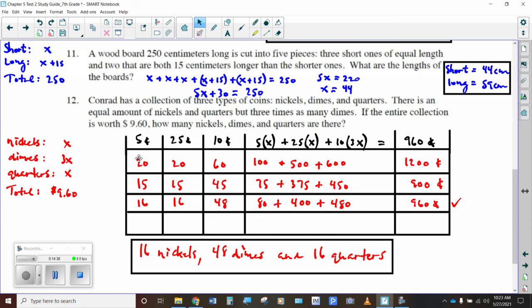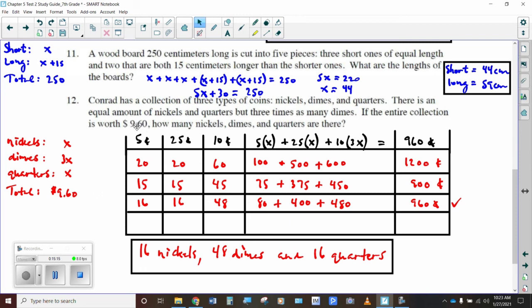So in this problem, what does it say? Conrad has collected 3 types of coins, nickels, dimes, and quarters. Nickels are worth 5 cents, dimes are worth 10 cents, quarters are worth 25 cents. It says there's an equal amount of nickels and quarters. So these two will be the same. Those are both X. And there's 3 times as many dimes as there are nickels and quarters. So that would be 3X. So whatever number I plug in here, I'm going to keep the quarters the same, but I'm going to multiply it times 3 to get the number of dimes. We're not focusing on the number of coins here. We're focusing on the value of the coins.